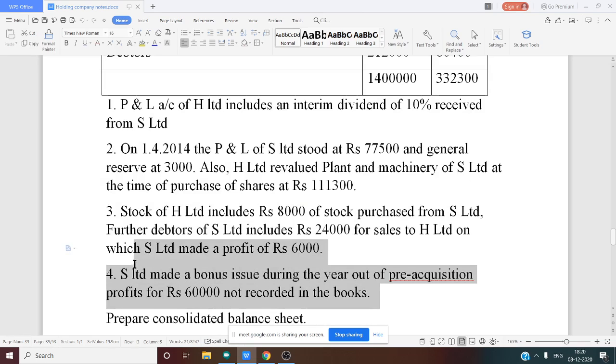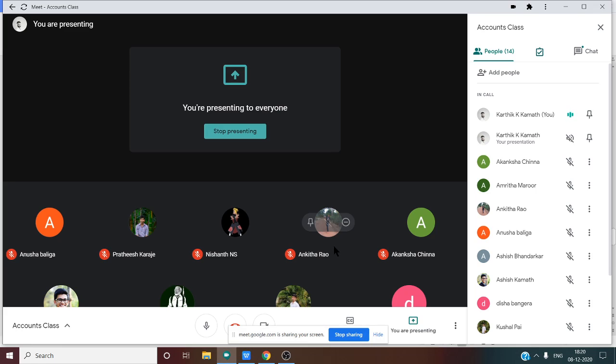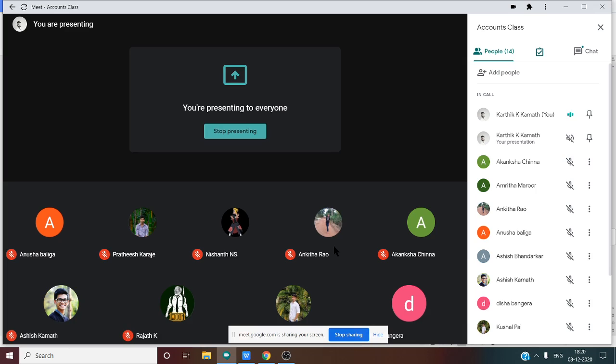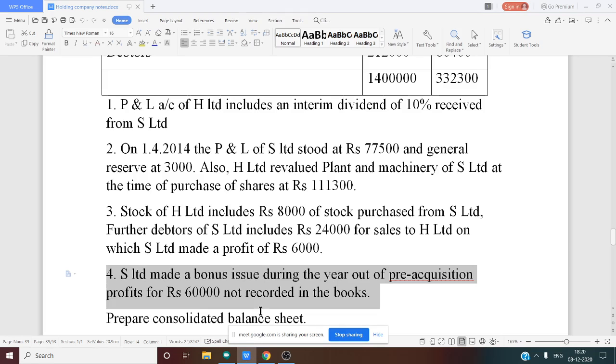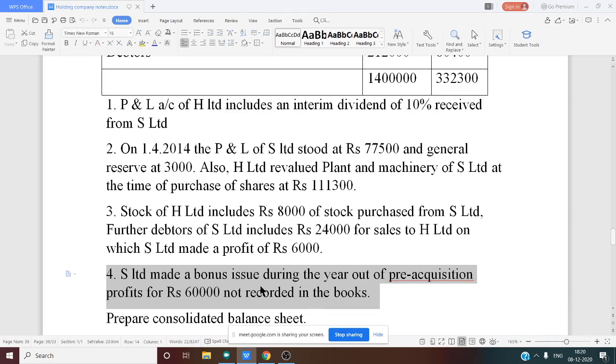Then there is one more adjustment: S Limited made a bonus issue during the year out of pre-acquisition profit. Whenever a bonus issue is made out of pre-acquisition profit, the first thing we have to do is show the bonus issue separately. That is very important. We have to show the bonus issue separately, and we have to deduct that bonus issue from pre-acquisition profit also. So 60,000 was not recorded in the books, and from pre-acquisition profit we have to deduct this 60,000.